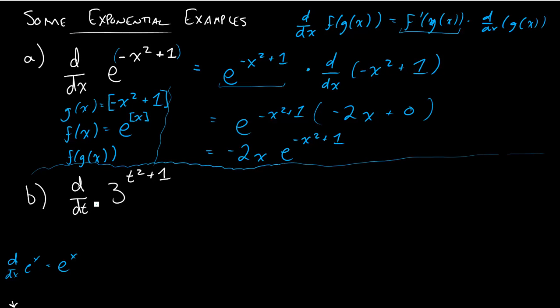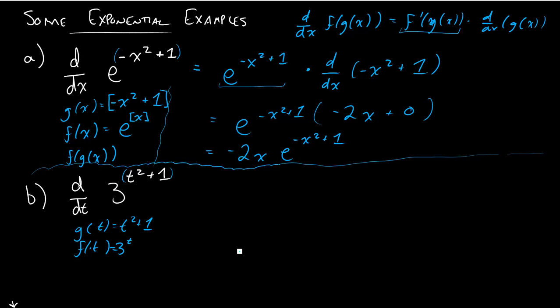Okay, so let's look at a different exponential, one where I don't have e anymore, I have 3 to the t squared plus 1. Let's do the same thing where we identify our inner and our outer function. Just like before, I want you to realize there are implied parentheses up here. So my inner function is t squared plus 1, and my outer function is 3 to the t.